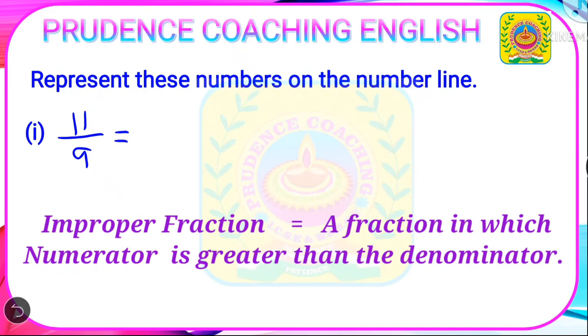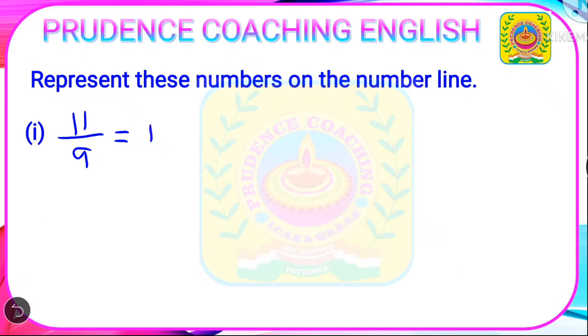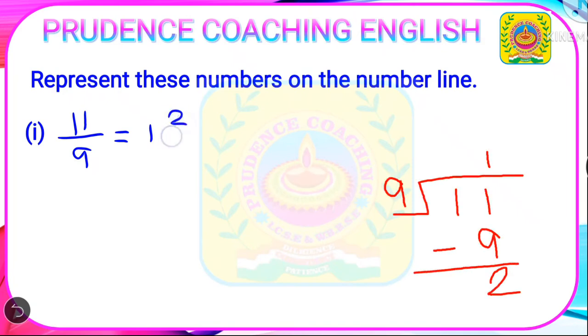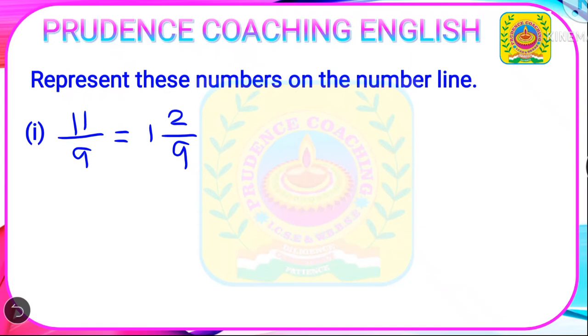So we can convert this particular number into a mixed fraction. You can write it like this: 9 goes into 11 once, and you will have a remainder 2, and 9 will be your denominator. So 11 by 9 can be written as 1 2 by 9. By seeing this number, we can easily understand that this particular number lies between 1 and 2. That means this number is greater than 1 and it is less than 2.